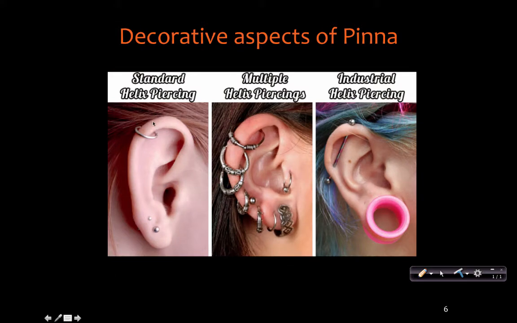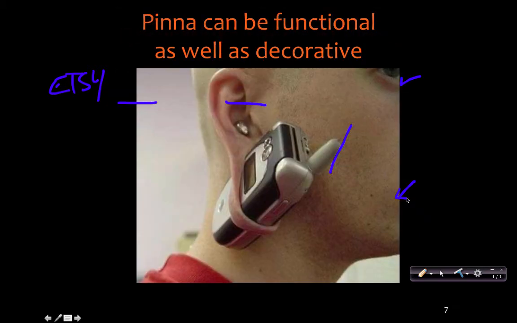Not just that, so we have standard helix piercing. One of the big vendors of this is Etsy. You go to Etsy, they've got all kinds of stuff. Multiple helix piercings, and what I like, the industrial helix piercing, which is this, but they're failing to comment on this very significant earlobe piece. And the reason I mention that is because the pinna can be not just functional, but can also be decorative. And so if you're thinking you needed a place for your cell phone, there it is. There you go.